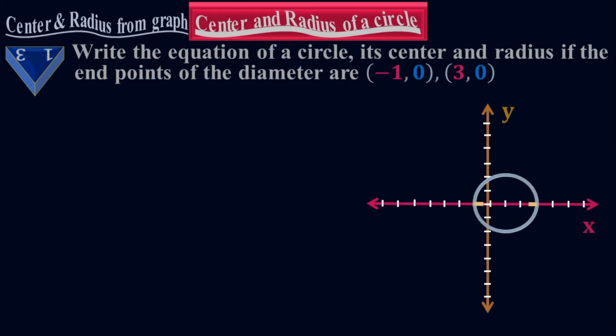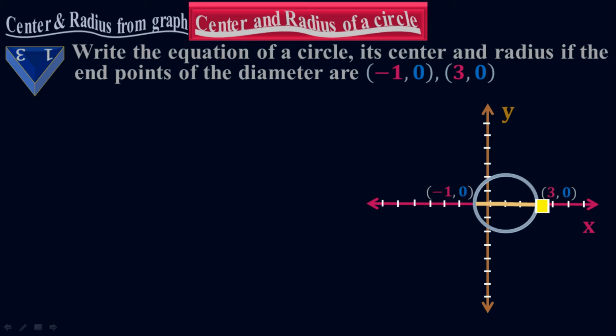If this is the given graph, where it is the diameter of the circle, it's exactly like the previous problem. The diagram has been given where the diameter is at (-1, 0) and (3, 0). Look, this end of the diameter is at -1 along the x-axis and 0 along the y-axis. The other end of the diameter is at +3 along the x-axis, 1, 2, 3, and 0 along the y-axis.